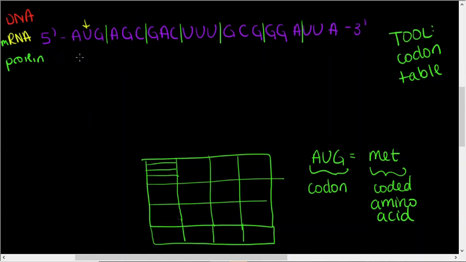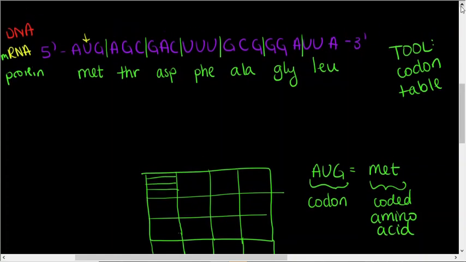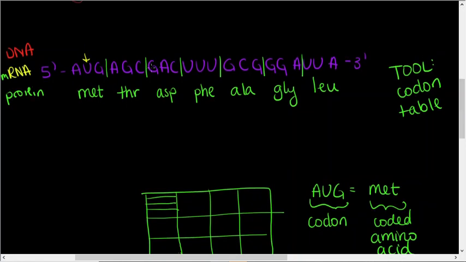Okay, welcome back. So your answer should be M-E-T. We did that one together. T-H-R, A-S-P, P-H-E, A-L-A, G-L-Y, L-E-U. Okay, so we could take the mRNA and get the protein using the codon table really, really easily.